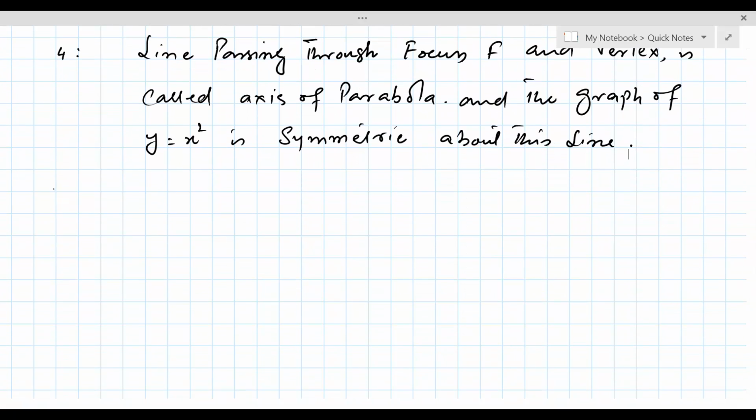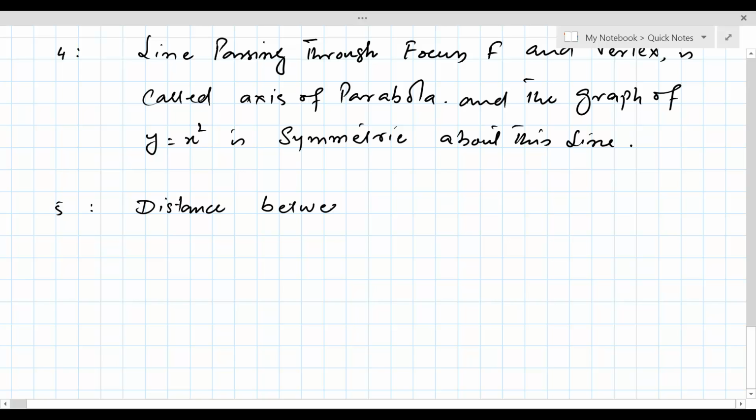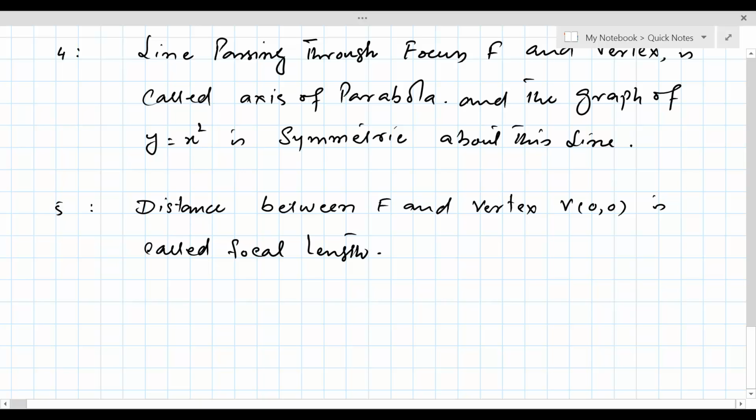The length between F and the vertex is called the focal length. So let's write that down as well. Number 5, the distance between focus F and vertex V, which in this case is (0, 0), is called the focal length. So these are a few properties.